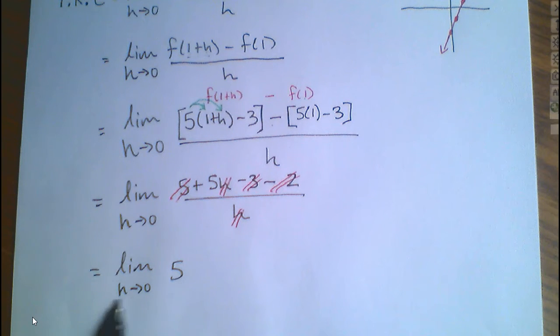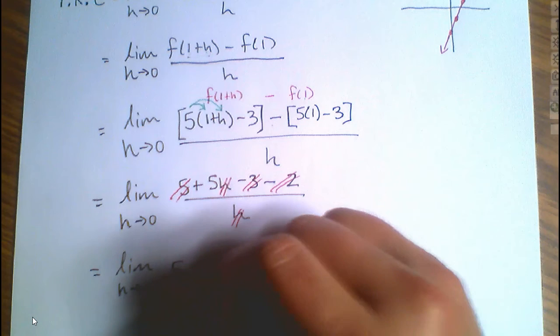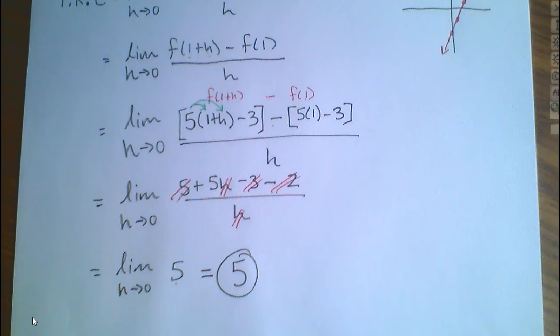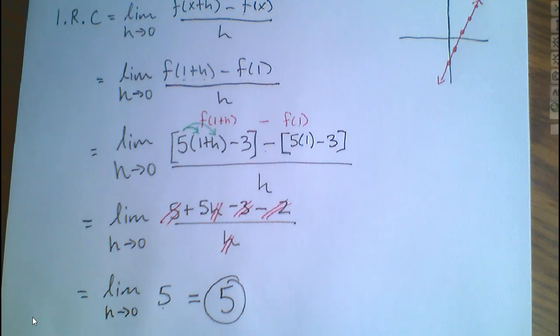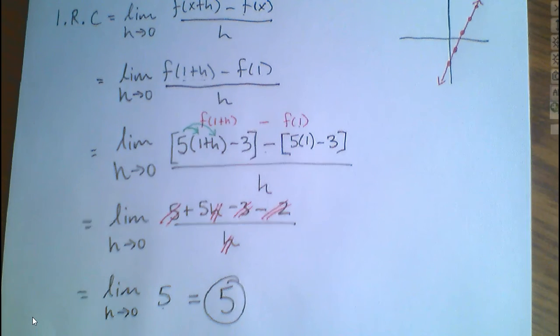So what is the limit as h goes to 0 of 5? Well, recall from our limit laws, the limit of a constant is just that constant. So we get our desired result, which is 5. That's the slope of that line. It's always 5, right? So again, here's the entire problem.